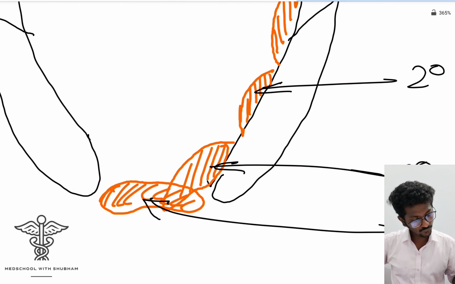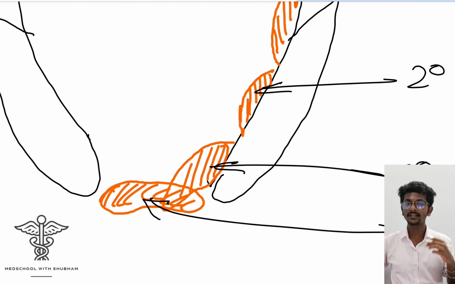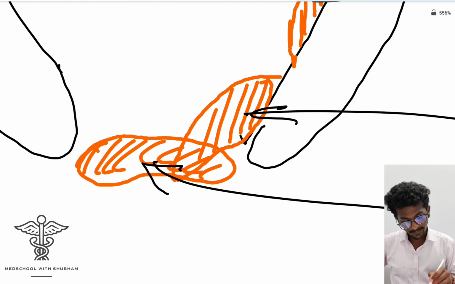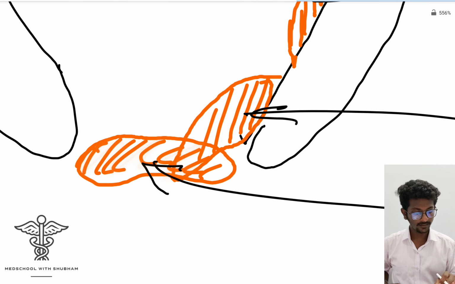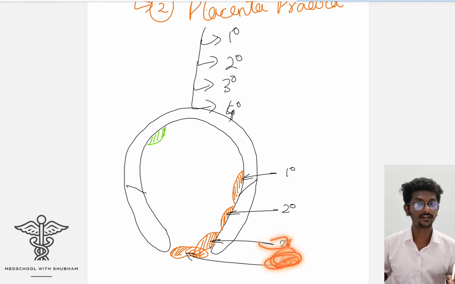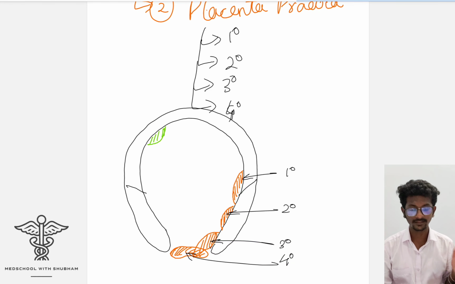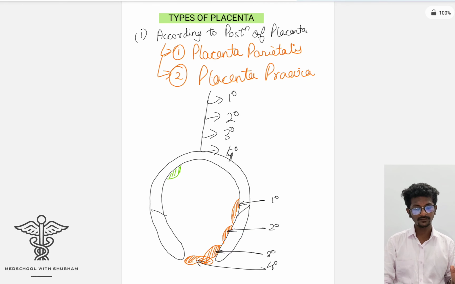But when it comes to 4 degree placenta praevia, normal vaginal delivery is very difficult or almost impossible, because the opening is itself blocked by the placenta. Therefore, in 4 degree placenta praevia, and sometimes even in 3 degree placenta praevia, the doctor doesn't go for normal vaginal delivery. I hope this is very clear to you guys.